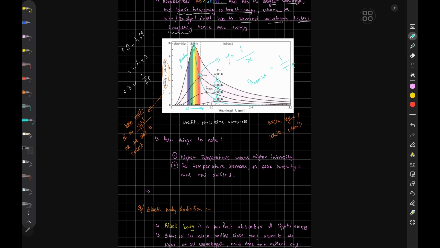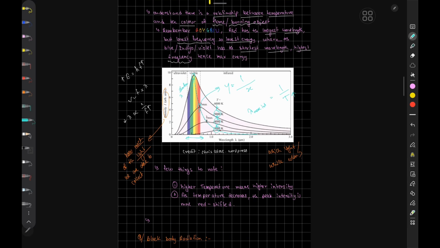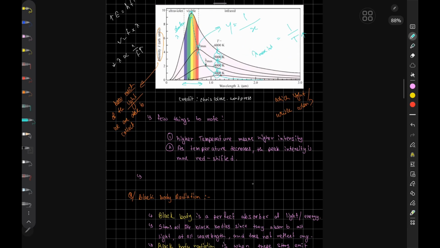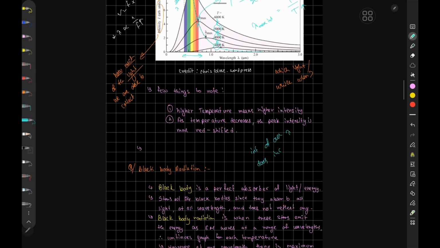Oh, by the way, whenever you have a higher temperature, the intensity of all wavelengths does increase for sure, because there is more energy being emitted. So in each wavelength, we have more light being emitted, more infrared, more ultraviolet. So hopefully that is all right.